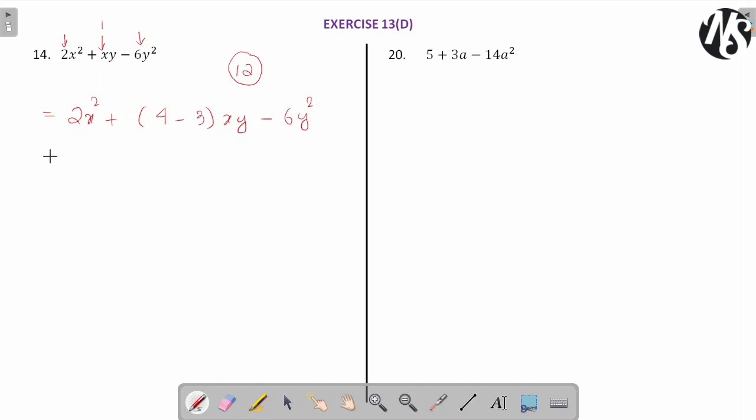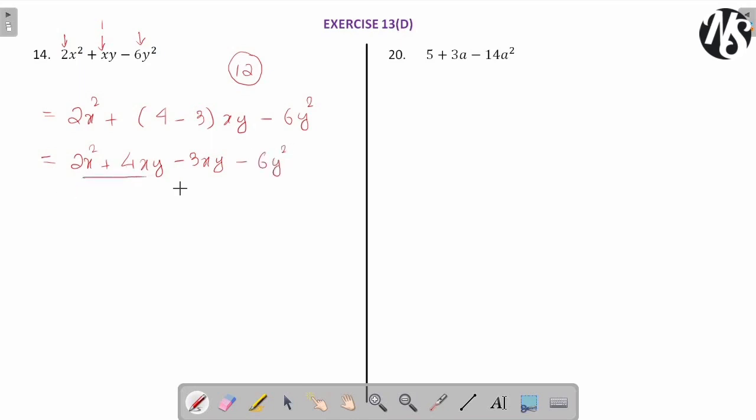Now your job is to open the bracket. So we have 2x squared plus 4xy minus 3xy, plus into minus is minus, right? So minus we have 6y squared here.